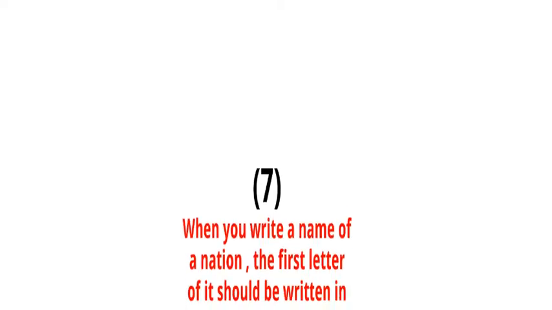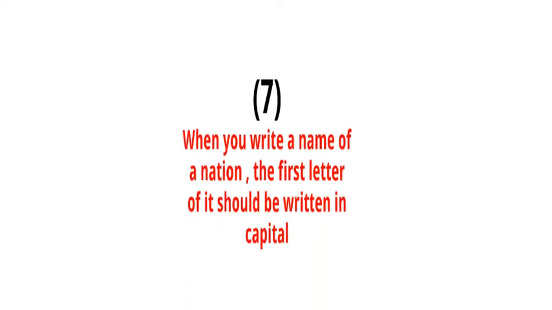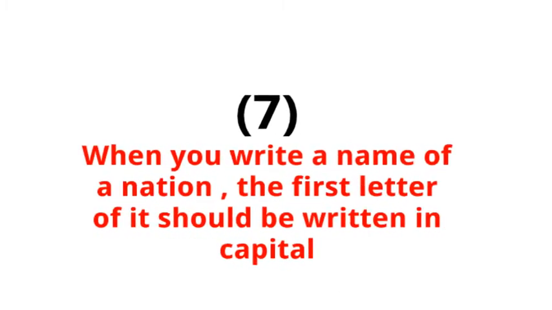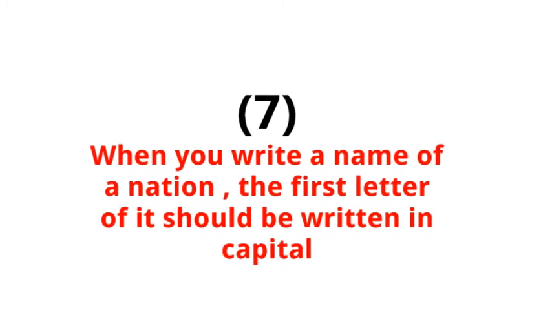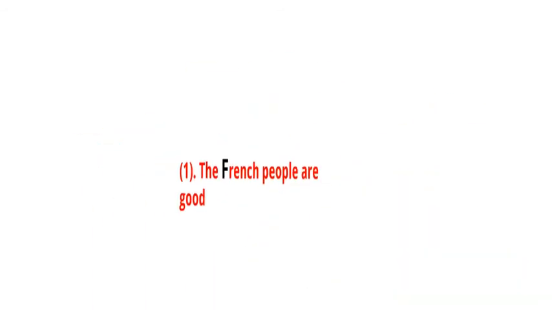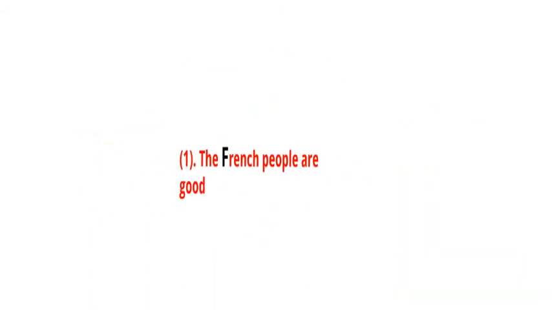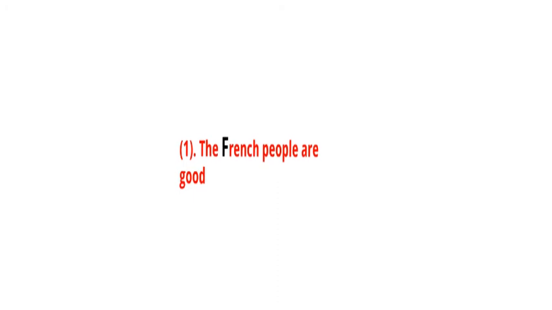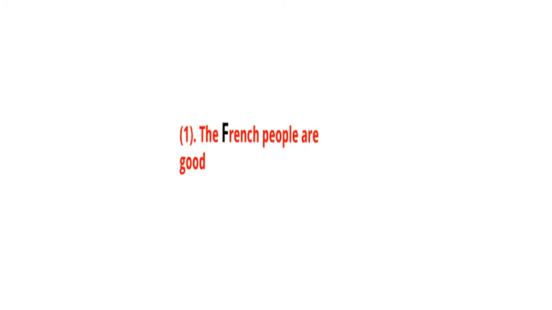Here we take our seventh point. When you write the name of a nation, the first letter of the nation should be written in capital. We'll take our first sentence. The French people are good. French. You can see French is an adjective here and it is also a nation. So we have to write the first letter F in capital.